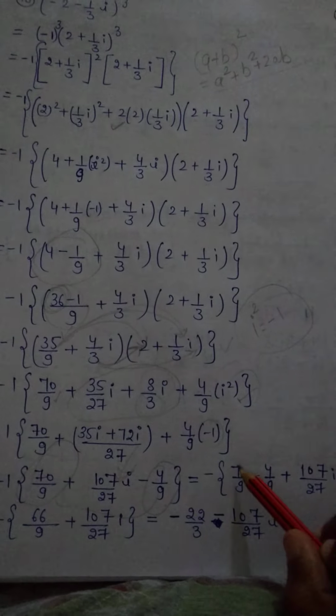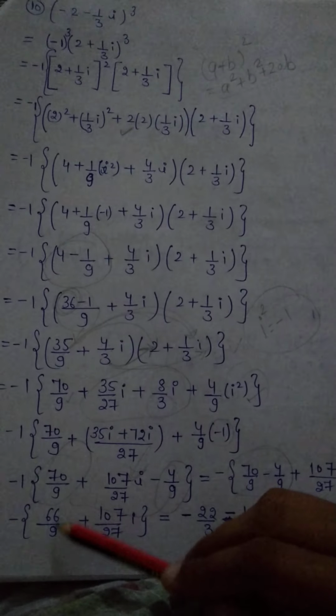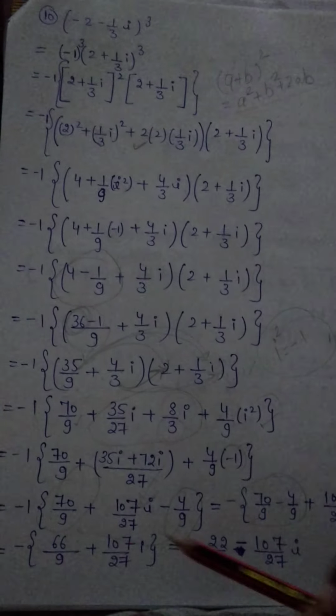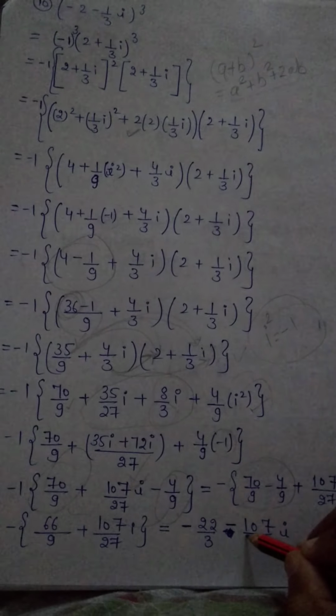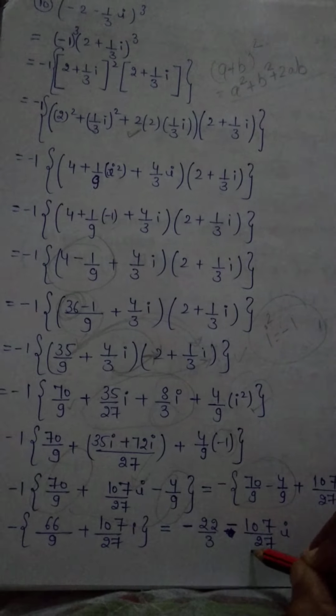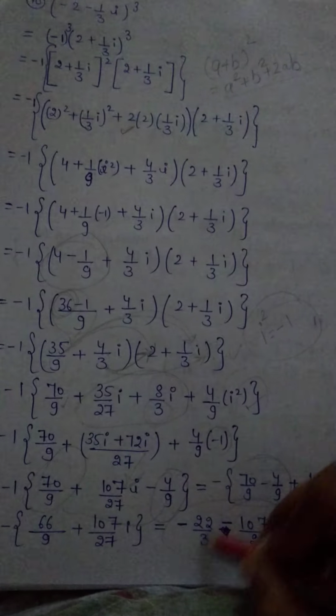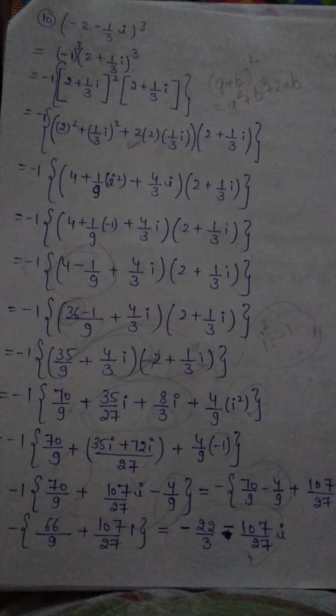Now in the next step, when this will be solved, LCM will be 9 and 70 minus 4 will give 66, because already 9 is there in both. Then I can subtract it directly, and then 107 upon 27 iota. This will cut, I will get 22 by 3, and as this minus symbol is there, so I have multiplied it also directly. So final answer which I will get, that is minus 22 upon 3 minus 107 upon 27 iota. So this is the question which I have explained you.